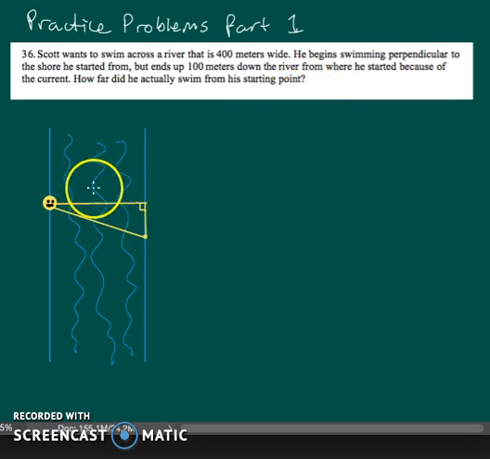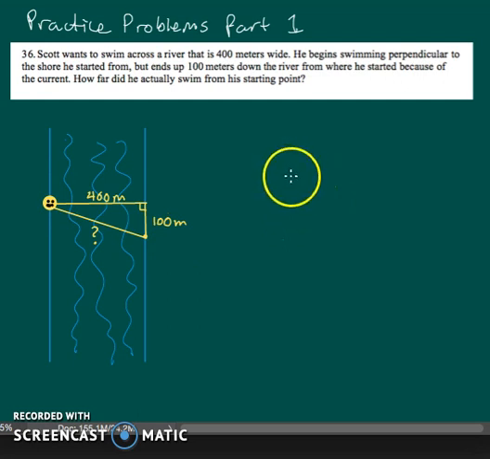There's our triangle. We know that the river is 400 meters wide and that he ended up 100 meters down the river from where he started. So that's this dimension here. The question is, how far did he actually swim? Because he wanted to just swim this 400-meter distance here, but he ended up down here. So he swam a little bit more than he intended to. And the question is, how far did he actually go?